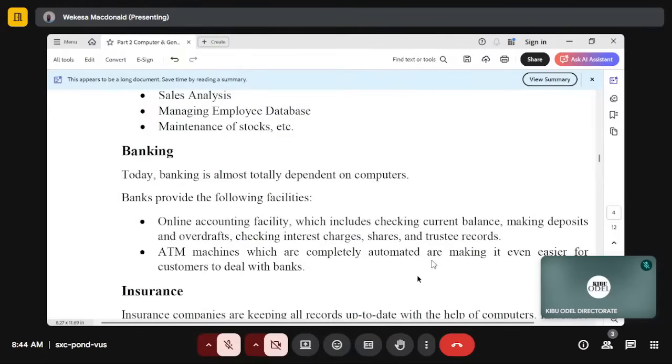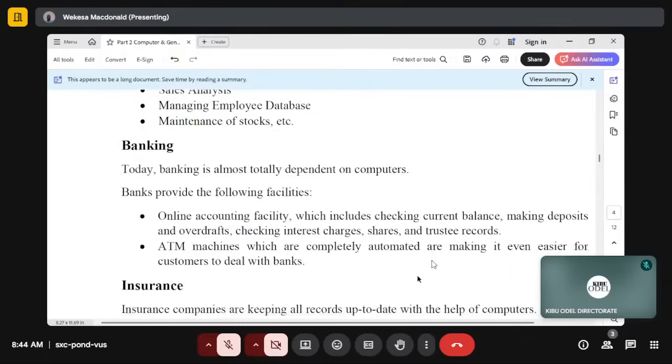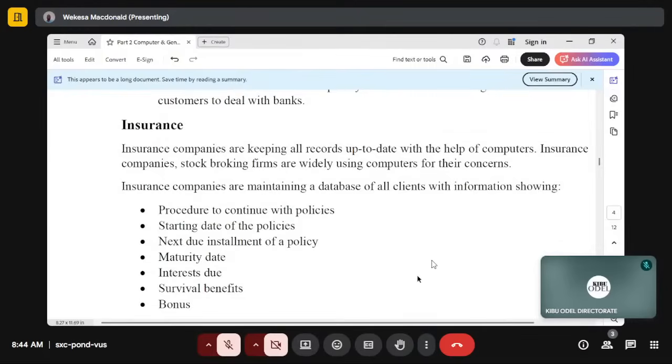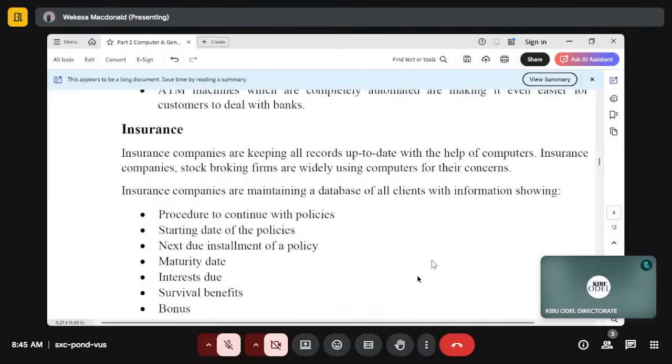In banking, computers are used for accounting, checking current balance, making deposits, overdrafts, interest, and shares. An ATM is a computer that makes banking easier. Computers are used in insurance companies for keeping records, starting dates of the policies, maturity, interest, survival bonus, and so on.